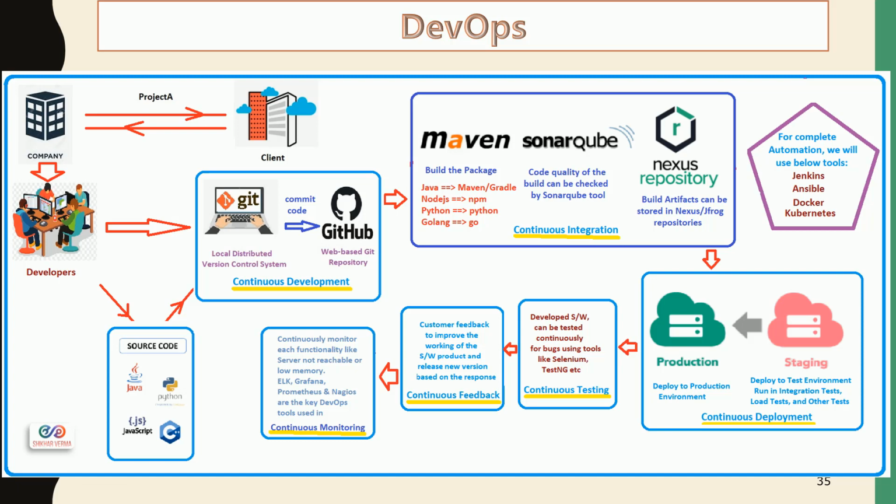Once the package is built, we are going to do the testing. Suppose while building the package, the operations team gets many errors. They are going to forward those errors to the developer team. They will say that they are getting these errors.